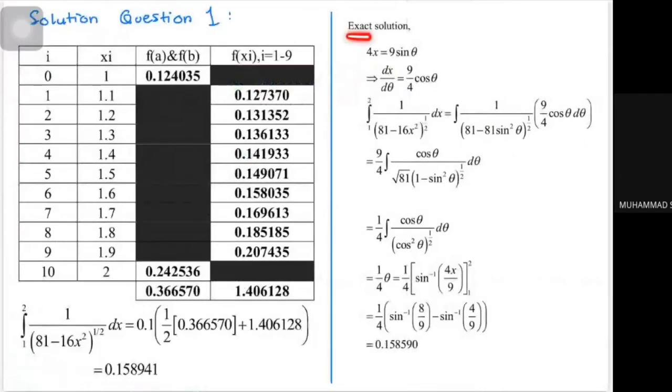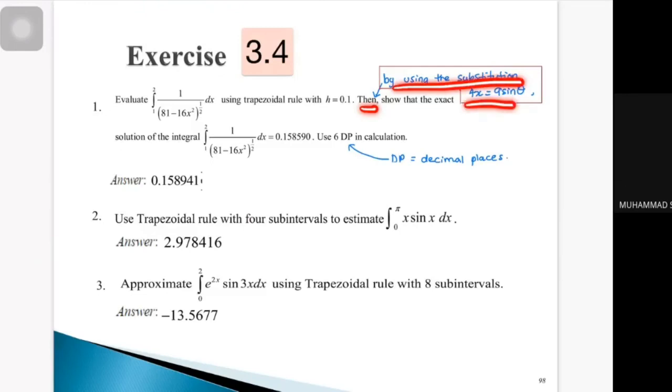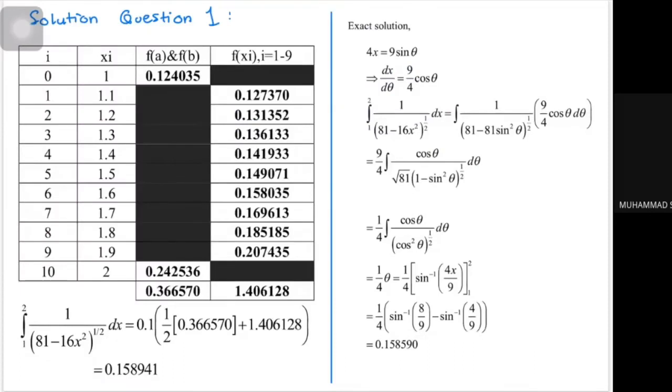So this is for the exact solution. This is the value of the exact solution, and this is the approximate solution from the numerical integration. By using the substitution x equal to 9 sine theta, you have this substitution, then you have to find the exact solution. It's all written here. You can check whether you get the right answer.